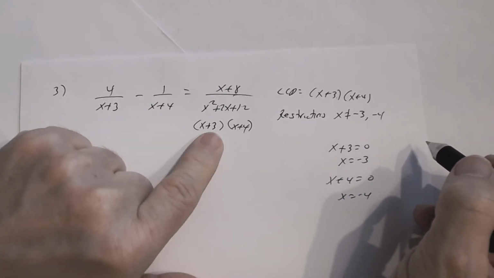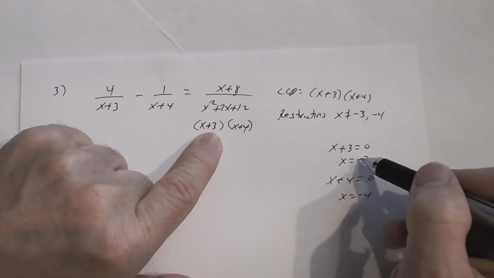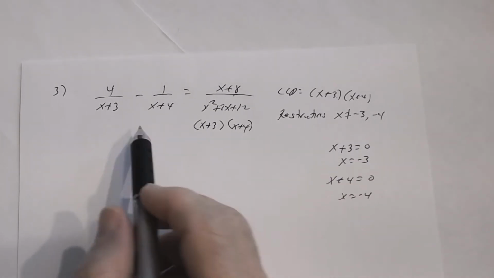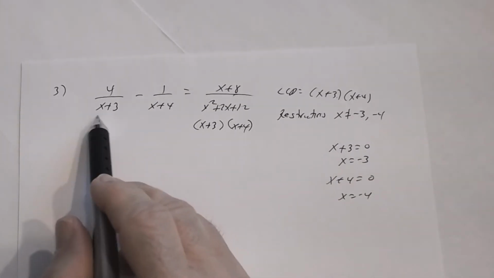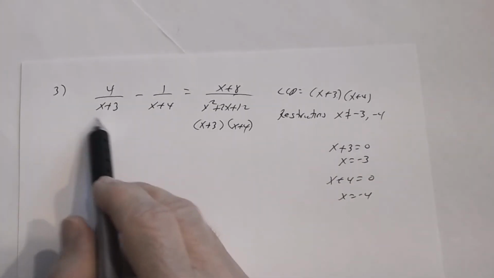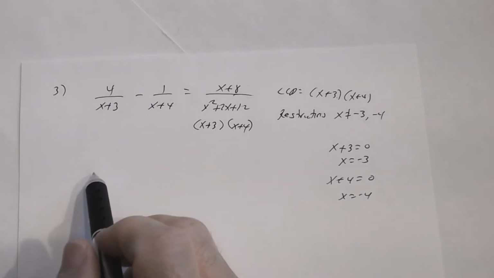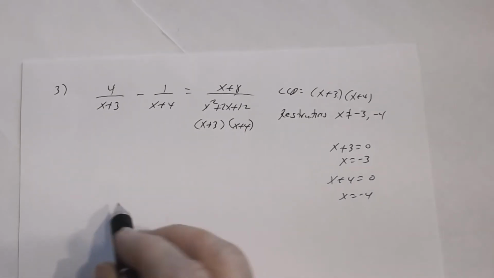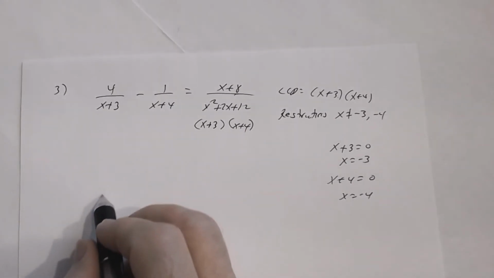Always go through all your denominators. x plus 3 already taken care of. x plus 4 already talked about. So those are the two numbers that when you substitute in for x, you're going to get 0 in the denominator, which would make it undefined. All right, so now let's multiply both sides by the least common denominator. So I have two fractions here, so I'm going to put that in parentheses.